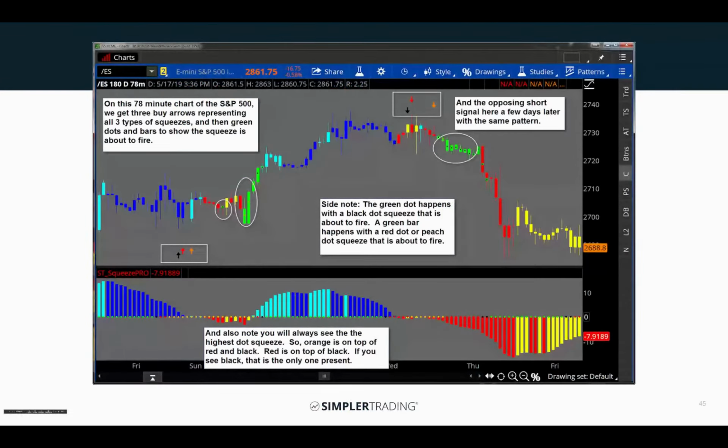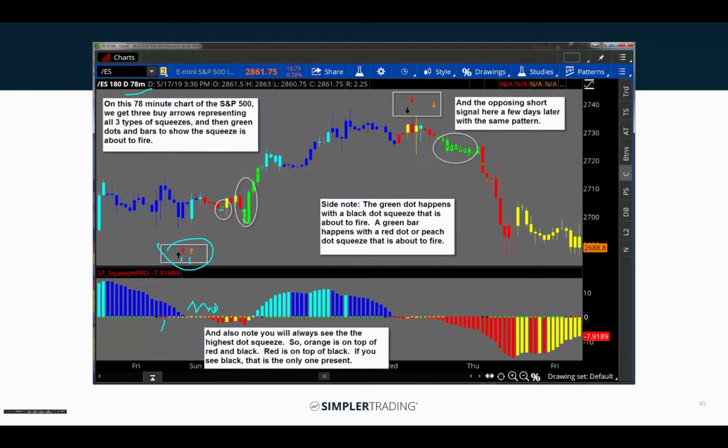Again, whatever time frame you're using, here's a 78-minute chart of the S&P futures. We've got 3 buy arrows. We've got the black squeeze, the red squeeze, and the orange squeeze, and we're just squeezing along. See that green dot right there? That's telling you that one of those is about to fire. And when you see the green bar, that's also telling you that it is about to go as well.